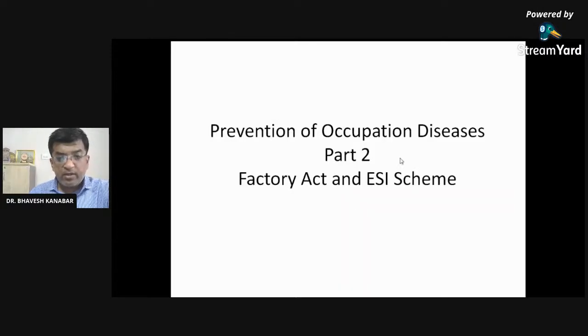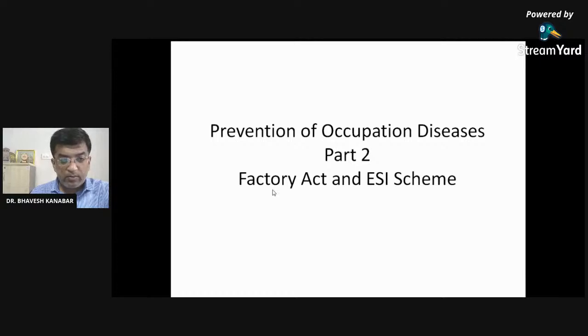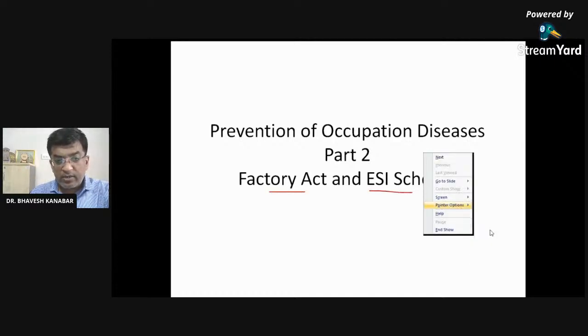Meanwhile, I am starting the class. In that part, the Factory Act as well as the ESI Act can be asked separately as a short note. So you need to remember them. Just select a different highlighter.